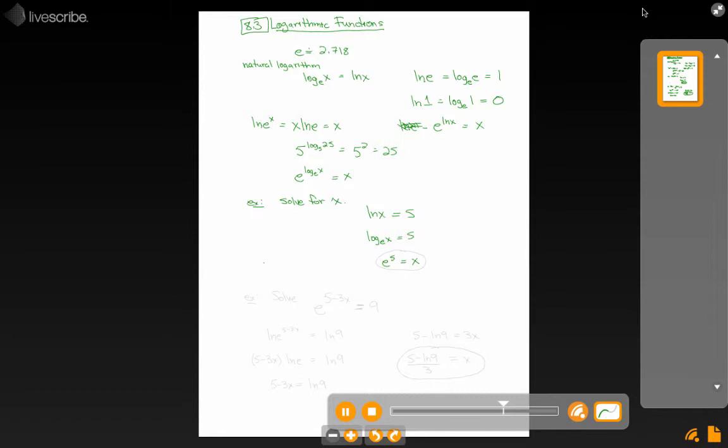Now in exact values, that's it. That's your answer, because e to the 5 is not going to give you a nice round number. There's not really any reason to punch that into your calculator.